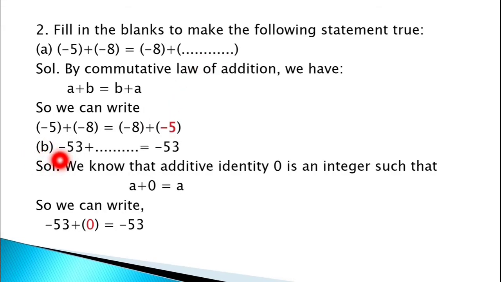In B part, it is given minus 53 plus a blank, which is equal to minus 53. So you can see that on both sides the integers are the same, here minus 53 and on the right hand side also minus 53. It means in the blank we have to place such an integer which produces no effect on the given integer minus 53, and we know that such an integer is the additive identity. So 0 should be placed here. Why? Because when we add 0 to minus 53, it will give the same result, minus 53. Hence our answer is 0.